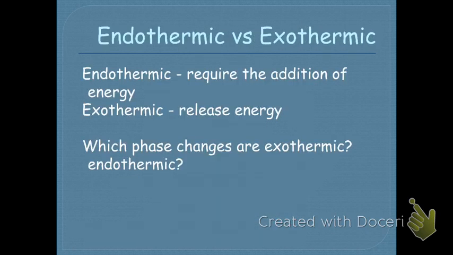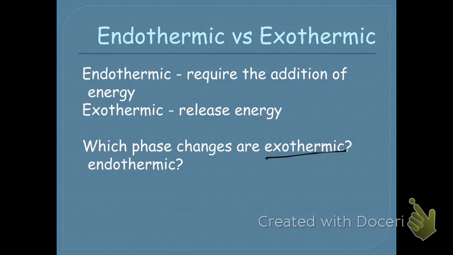And then these phase changes are either endothermic or exothermic. Endothermic is when they require the addition of energy, and exothermic is when they release energy. So let's think about the phase changes that are exothermic. These are processes that release energy. And so when you release energy, that means you're going from a higher kinetic energy to a lower kinetic energy.